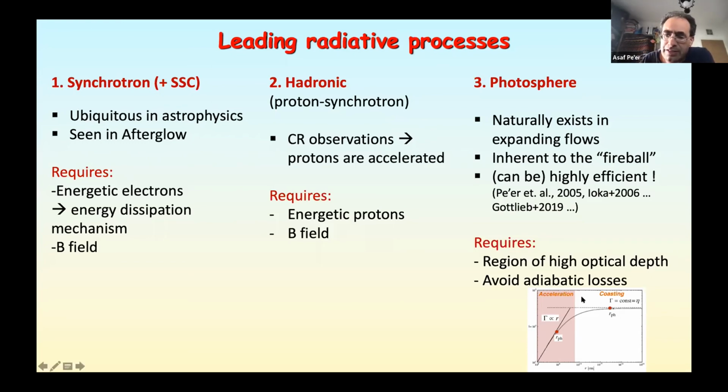That is to say that the photospheric radius cannot be, if we look at the standard dynamics of the fireball model, there is an acceleration phase and then there is a coasting phase, and it cannot be too far in the coasting phase because then we're simply losing the signal. The temperature and the luminosity drop simply by adiabatic cooling.